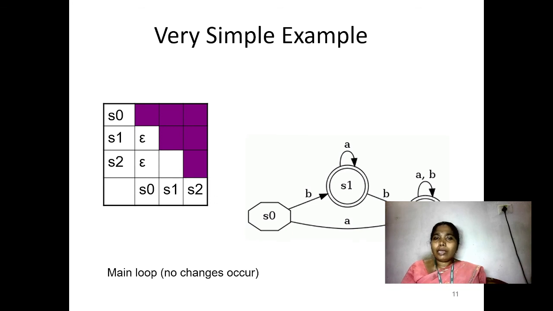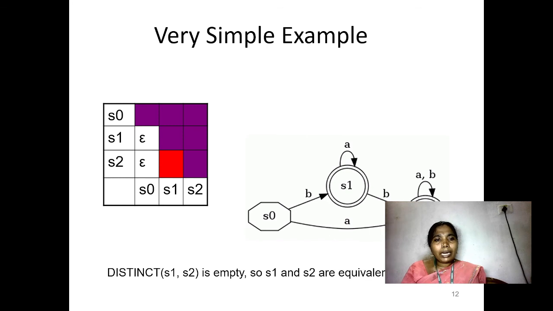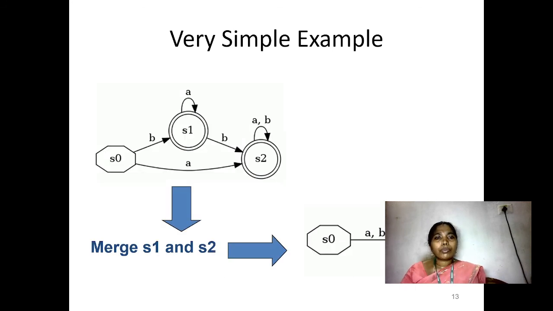Right. There are no changes in the second iteration also. So you find that distinct(S1, S2) is empty. So S1 and S2 are equivalent states. Hence we can combine S1 and S2. So we are going to merge S1 and S2. Okay, so this is how we minimize the DFA.